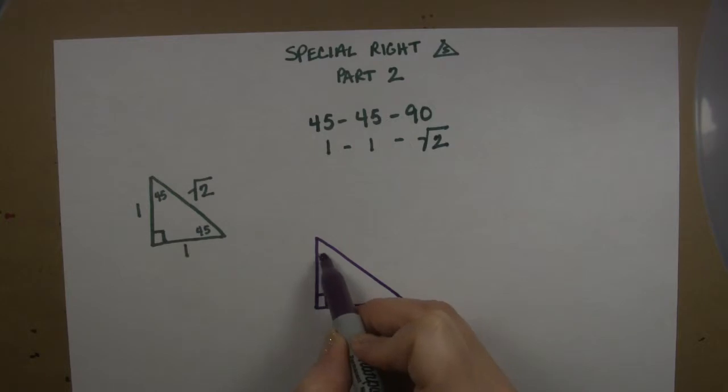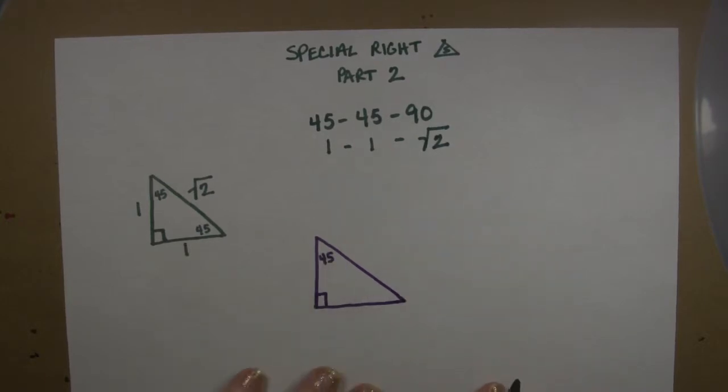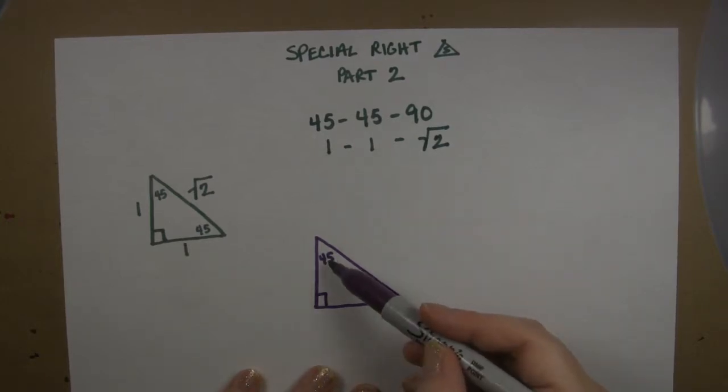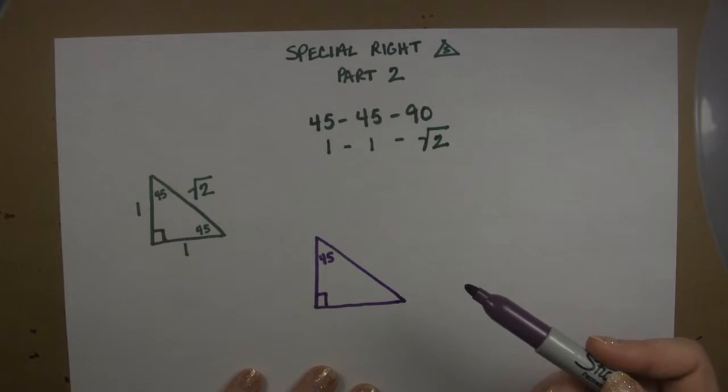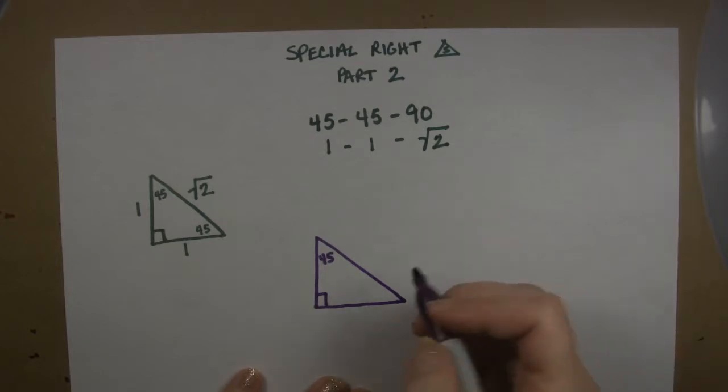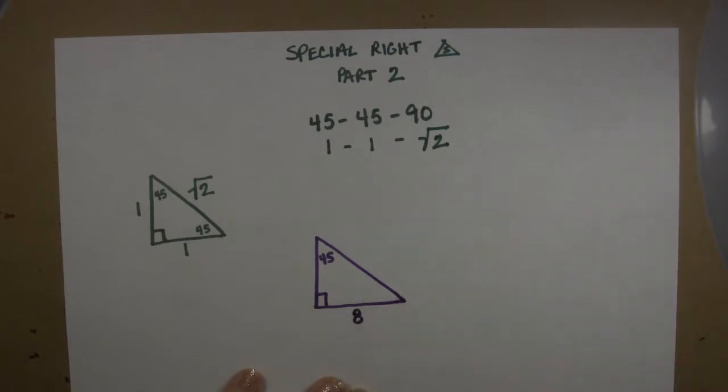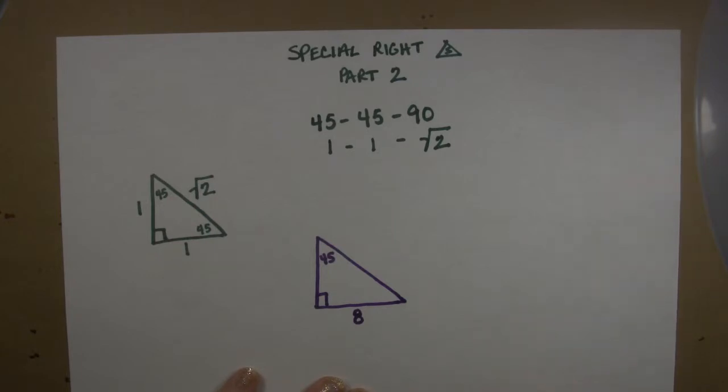Let's say that this is how it is drawn for you. So you have one angle marked 45. You would know that this angle is 45 too because everything has to equal 180. And let's say that you were told that this length is 8. And you were told to calculate the other two lengths.